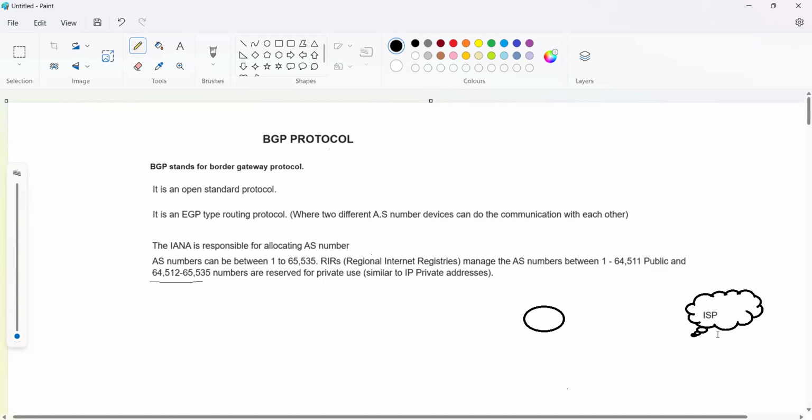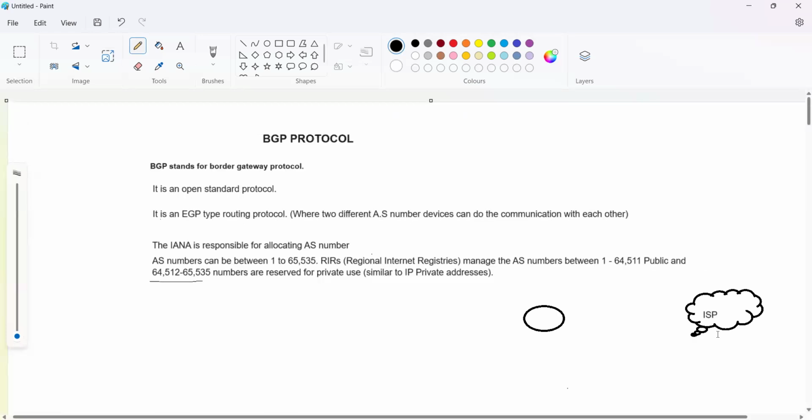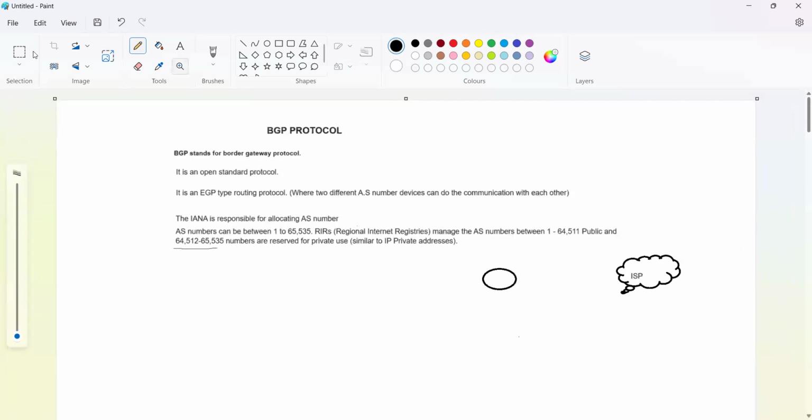Because without BGP, we cannot reach the internet. If BGP is not there, we cannot reach the internet. One branch is at one location and another branch is at another location. If there is no ISP in between, we cannot communicate. This is our LAN. One branch is in an India location and one branch is at a US location.